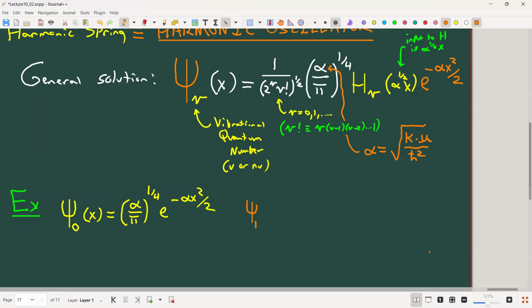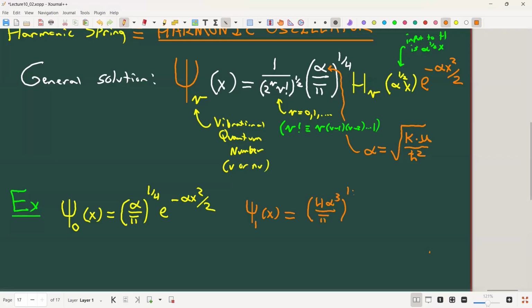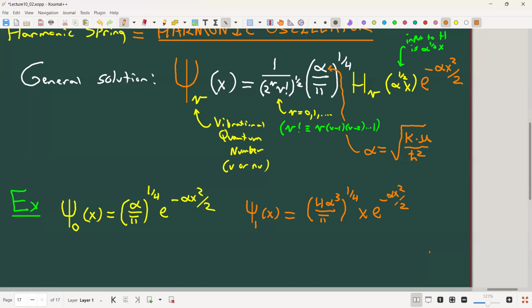Psi 1 of x is (4 alpha cubed over pi) to the 1/4 x e to the minus alpha x squared over 2. I missed an alpha, sorry. You can see now I'm starting to get that Hermite polynomial coming in. I have an x now on the outside.